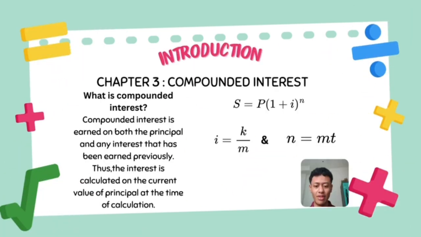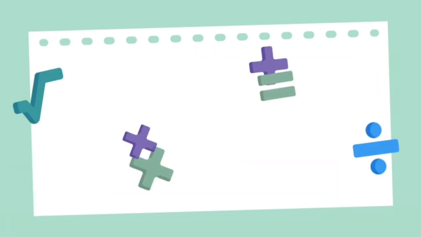Okay, so right now I will be explaining about compound interest. The formula is S equals P(1 + i)^n, where i equals k over m and n equals m multiplied by t. S is the future value, P is the principal amount, K is the annual nominal rate, M is the frequency of conversion, i is the periodic interest, T is the interest period, and n is the number of interest periods.